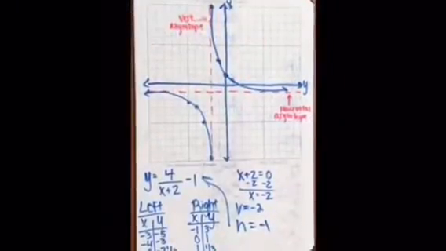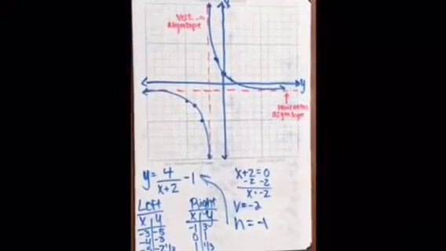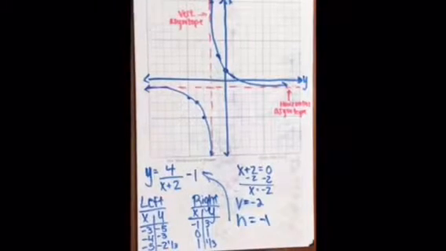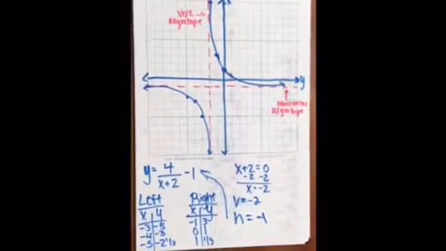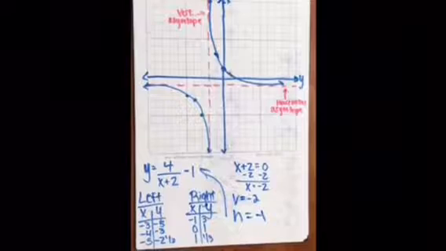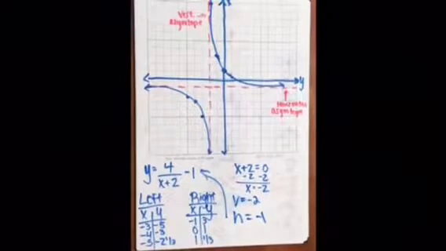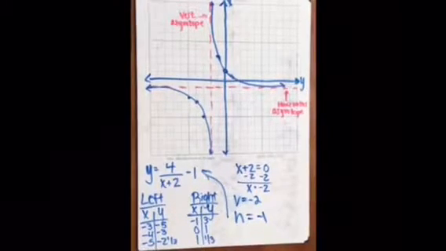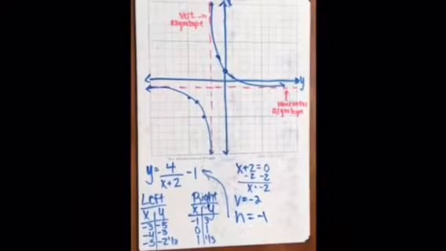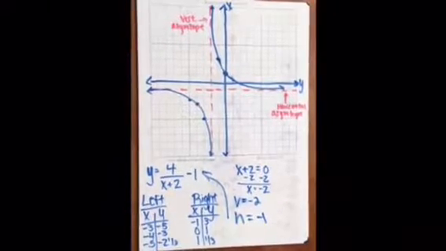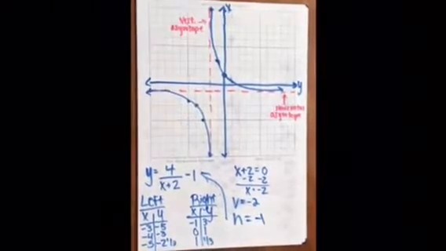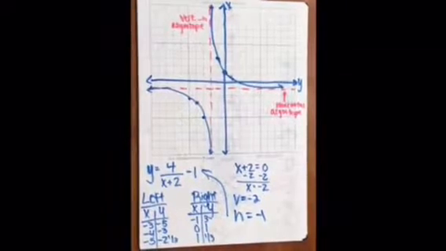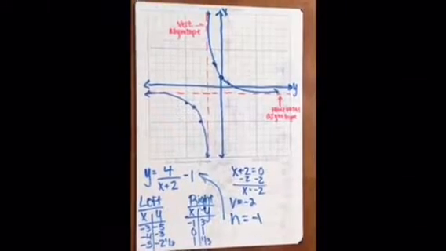An example of an equation that uses the y equals a over x minus h plus k formula is y equals 4 over x plus 2, minus 1. To find the vertical asymptote for this equation, you take whatever makes the denominator 0. So in this case, it's -2. For the horizontal asymptote, you take whatever the number k is. So in this case, it's -1.